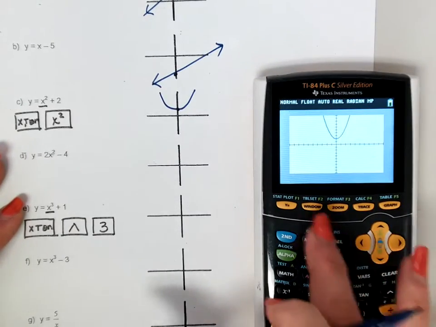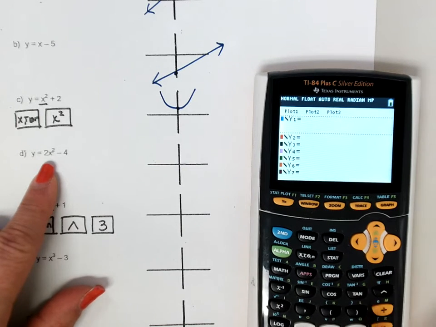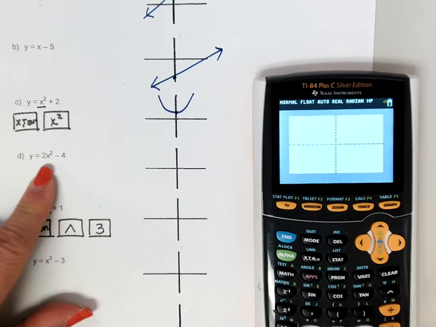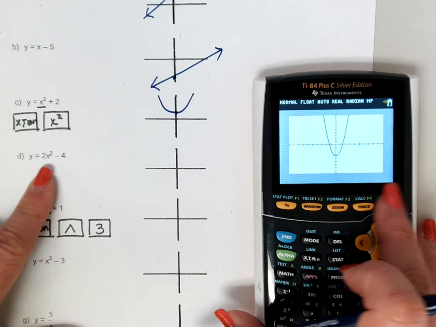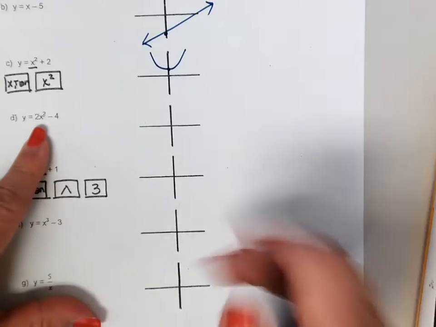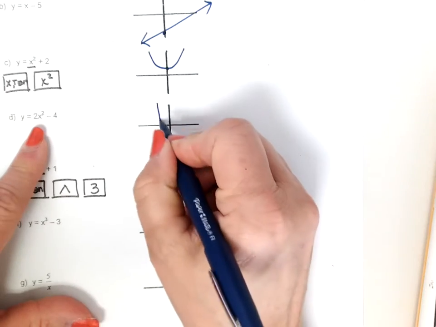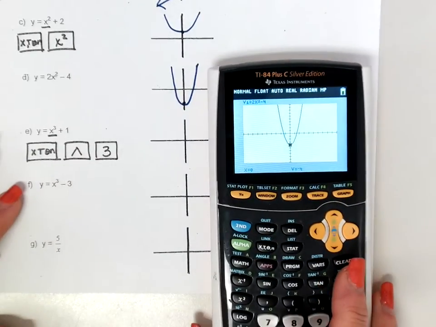All right, clear that out. Go to your y equals, clear. We're going to hit 2x, and then that second power button, and then minus 4. Hit graph. Cool. All right, we hit trace. Looks like it crosses at 0, negative 4. So it crosses down here somewhere. That one was a little bit skinnier than the other one.